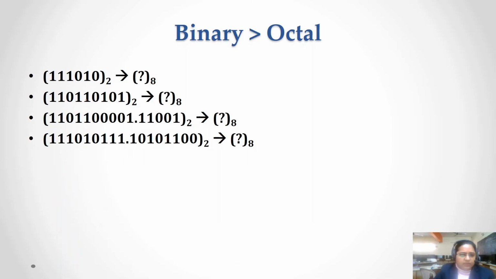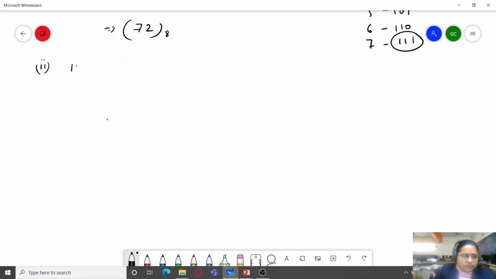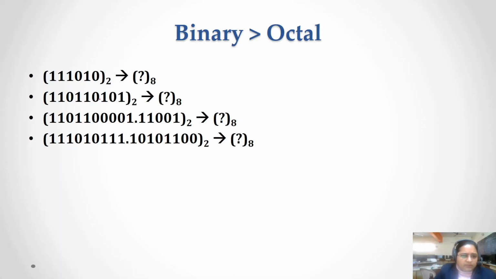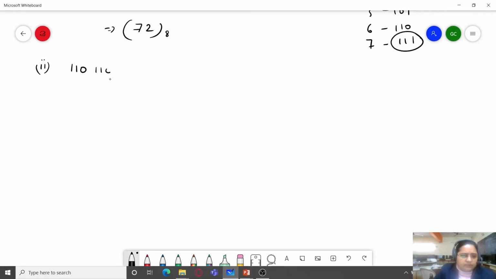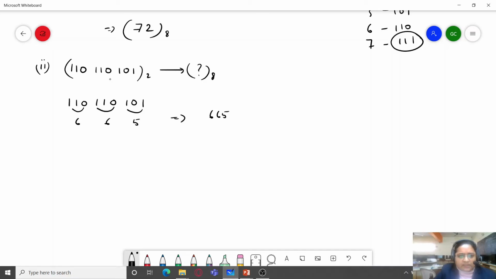Like the second one over here. So it is 110 110 101. This number has to be converted into the octal form. So again we will write the digits like this and start grouping them. So here this is 5, this is 6, and this is also 6. So the number is 665.